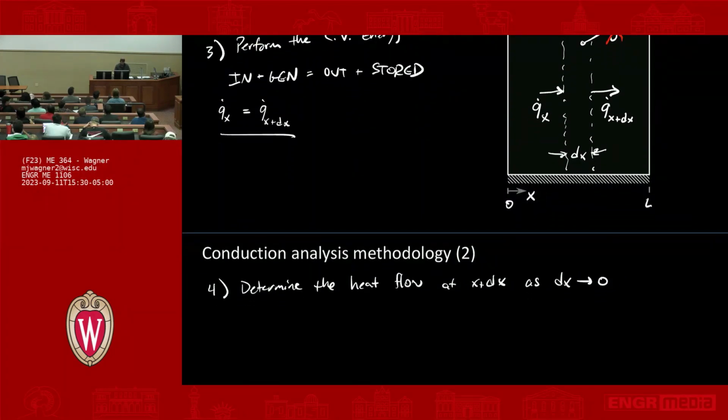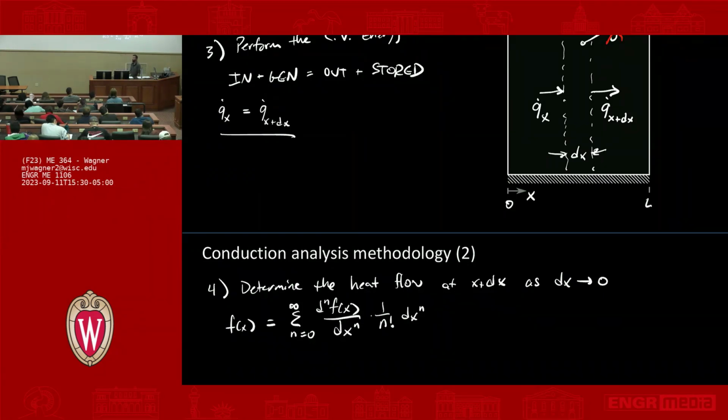So first of all, remember what the Taylor series looks like. f of x is equal to the summation n equals 0 to infinity of the nth derivative of some function with respect to x, times 1 over n factorial, times dx to the n. All right, that's the definition of the Taylor series. So you have to hang with me on this, right? There's a few steps and it's a little complicated, but when we get to the end, it's simpler, okay?